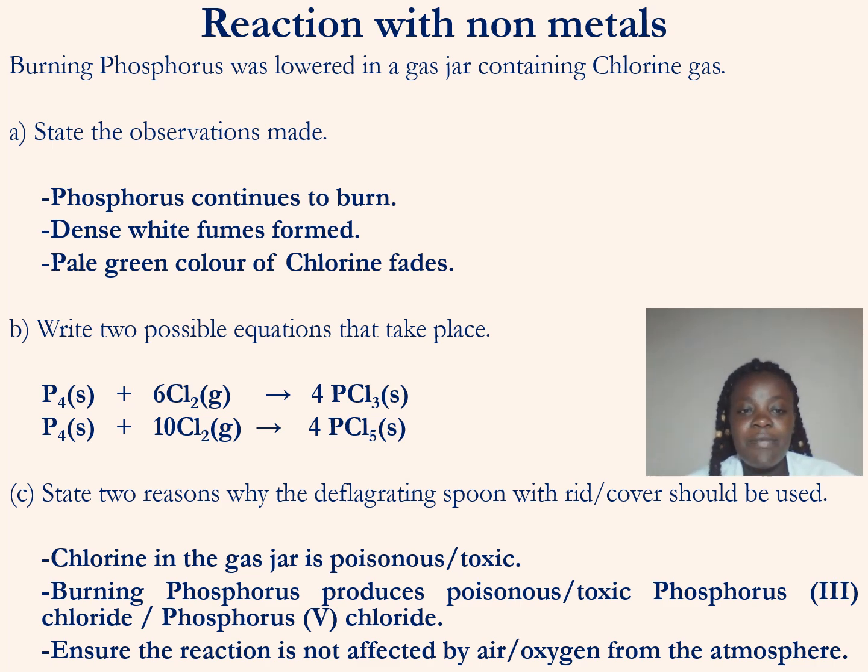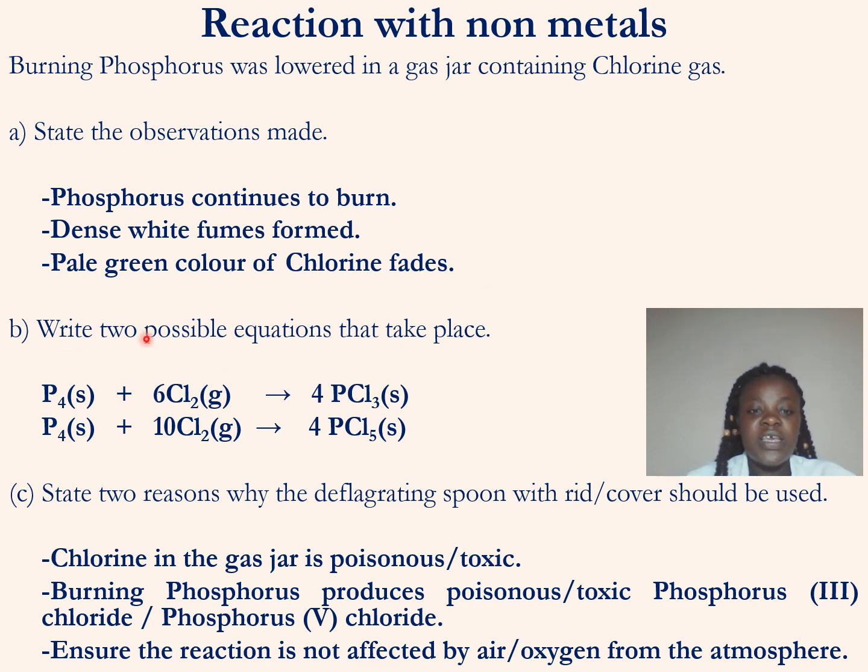So phosphorus is a nonmetal. So when a burning phosphorus is introduced in a gas jar containing chlorine gas, one thing that we see is that phosphorus continues to burn, with dense white fumes being formed. We should be very careful when carrying out this experiment because it could be dangerous. So the pale green color of chlorine gas fades.